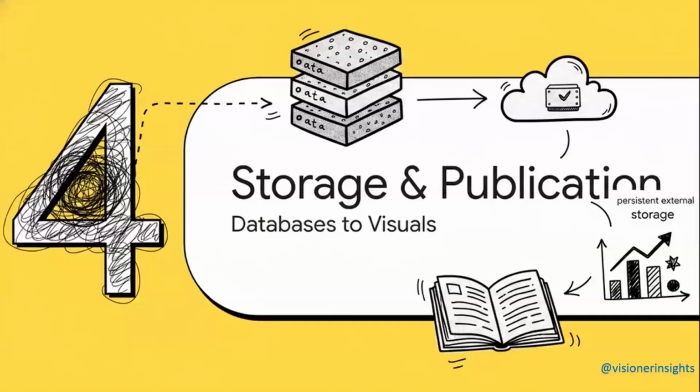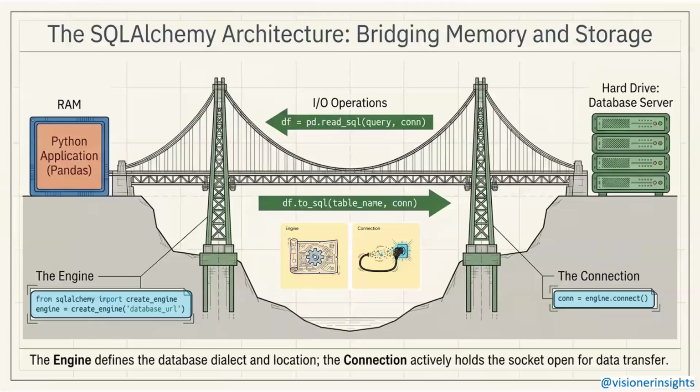Let's keep moving. Section 4, Bridging Storage and Publication, taking our data from databases all the way to visual PDFs. This visual perfectly captures the SQLAlchemy architecture. We are quite literally suspending a massive I/O bridge right between our active Python RAM on the left and our persistent database server hard drives on the right. Using read_sql and to_sql, our data frames travel across this bridge, which allows us to query vast historical datasets without overloading our local application memory.